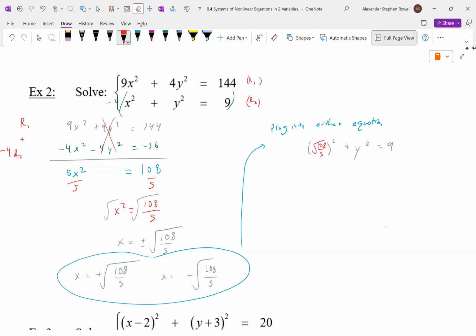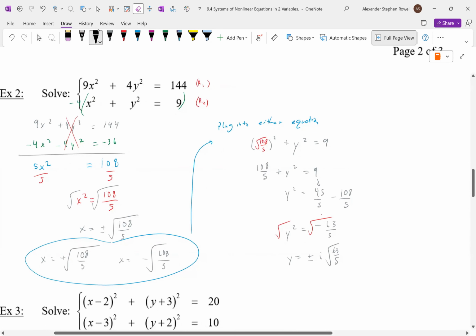Square root of 108 over 5. If I square that, what do I get? 108 over 5. Let's subtract that from both sides. So I'm going to write this as 45 over 5. 9 is the same as 45 over 5, minus 108 over 5. Y squared is equal to negative what? Was it 63 over 5? And we square root both sides to get y is equal to plus or minus i root 63 over 5.